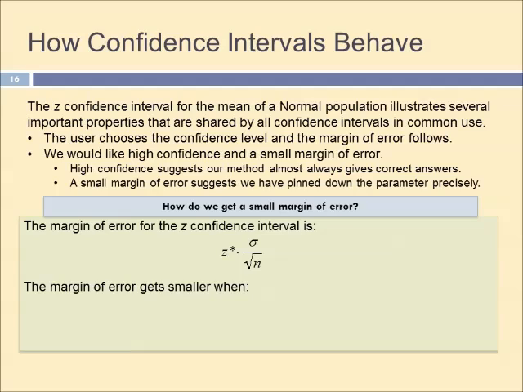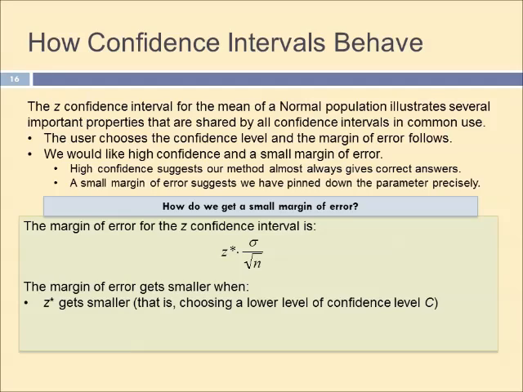So let's look at the margin of error to begin with, that part of the formula. So we have z star times sigma over the square root of n. The margin of error gets smaller when z star gets smaller. That is, if we choose a lower level of confidence. So the width of the interval is smaller, but we're not as sure about it. We're not as confident.